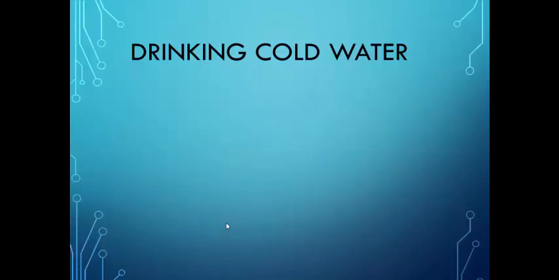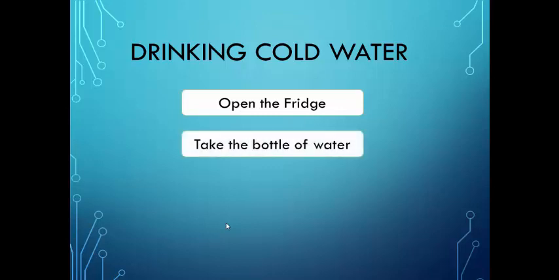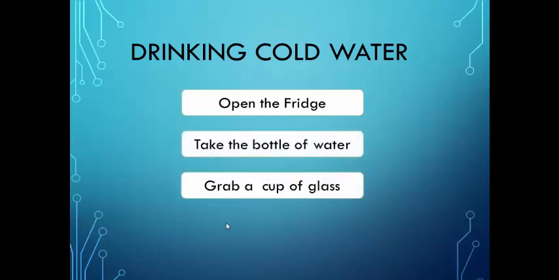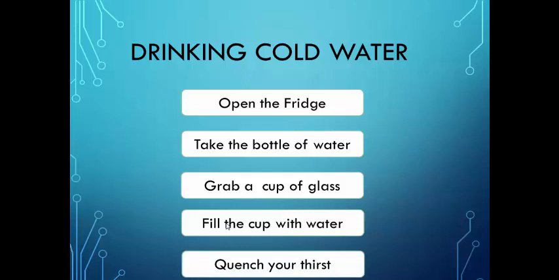So when we look at another example, we will review drinking cold water using the steps, what steps we use and what is the algorithm of drinking cold water. In the first step we go to open the fridge. In the second step we take the bottle of water and then we grab a cup of glass and fill the cup with water and quench our thirst. So this is the algorithm of drinking cold water.